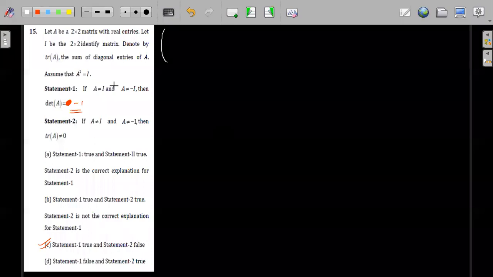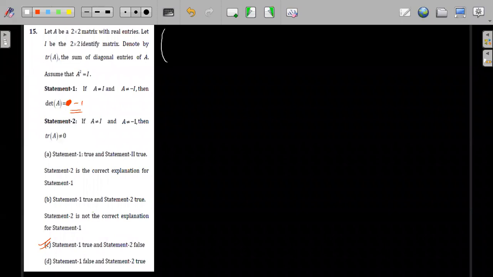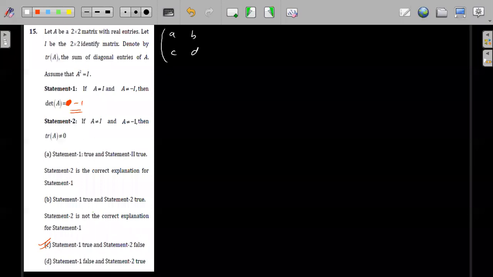particular matrix, because you do not know what you have to take, right? Because there are infinite number of options, and maybe if you take one of the matrices, then you might get something, but you will not be 100% sure. For this kind of question, you have to solve it using the general form. So we can take a, b, c, and d, right?